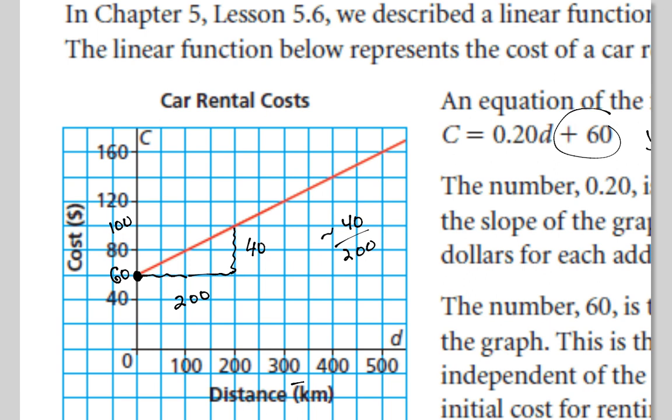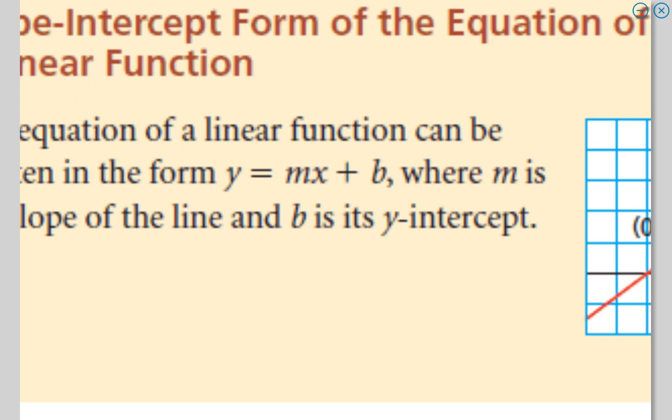Did that one work? It worked? Okay, I just wasn't sure. Yeah, rise over run. So you went from 60 to 100, that's 40, that's the rise. And you went from 0 to 200, that's the run. So rise over run gives us the coefficient that's going to be on the x value, the input. So for this format, the slope is the coefficient on x.